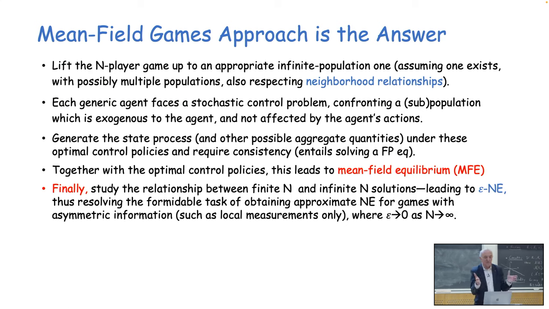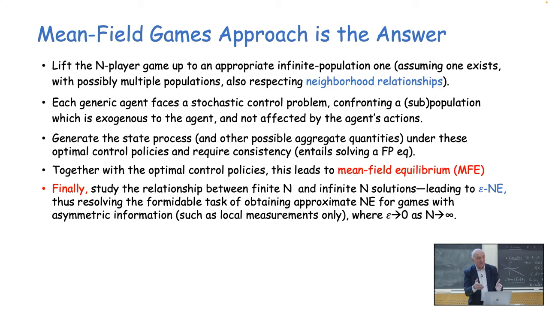Now that we have obtained the mean field equilibrium, the question is, how good is this if we have only a finite number of players? So we study the relationship between finite n and the infinite n solutions. That leads to an epsilon Nash equilibrium. Of course, n cannot be too small. Generally, our bound on this epsilon is like 1 over square root of n. And so this way, it's possible to solve a finite game with a sufficiently large number of players.